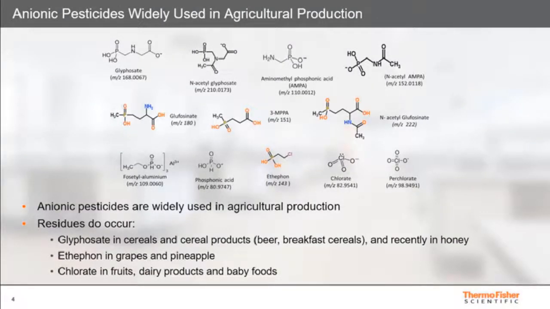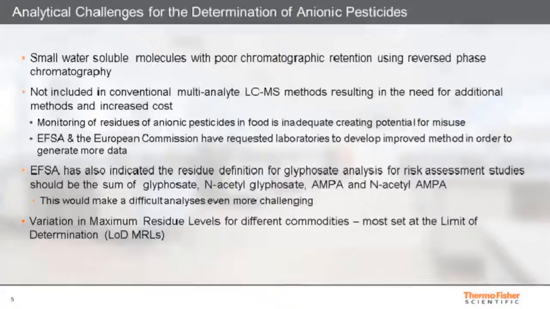Anionic pesticides are widely used in agricultural production and residues are often detected in food. For example, glyphosate is commonly detected in breakfast cereals, in beer, and more recently in honey. Ethephon has been detected in grapes and pineapples, while, for instance, chlorate has been detected in fruits, dairy products, and baby food. So clearly, there is a need to improve methods for monitoring, but anionic polar pesticides provide a number of analytical challenges.